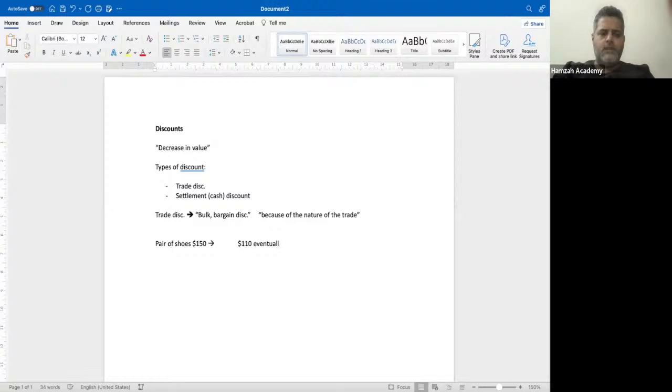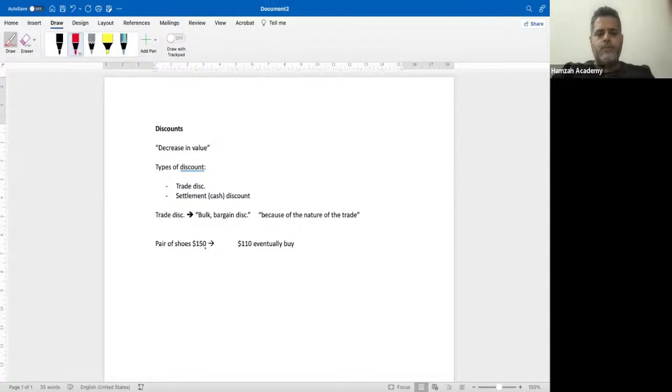Eventually you buy them for 110, right? Now, the price of the shoes, which was 150 quoted by the seller, you ended up buying them for 110, right? So this difference of $40 over here is going to be called a trade discount or a bargain discount, right?